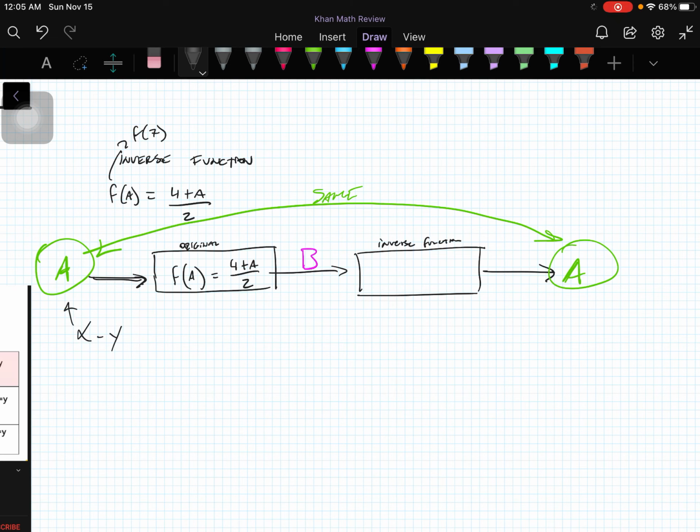And they put the x here and the y. But it's so much easier to remember what an inverse function means if you use the numbers, the letters a and b. So you never get those confused. So let's do this one.